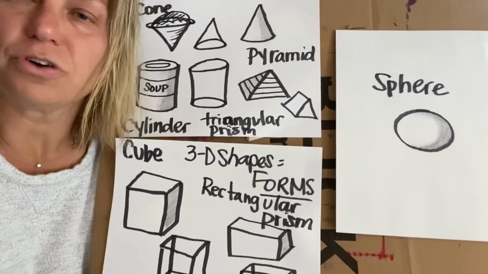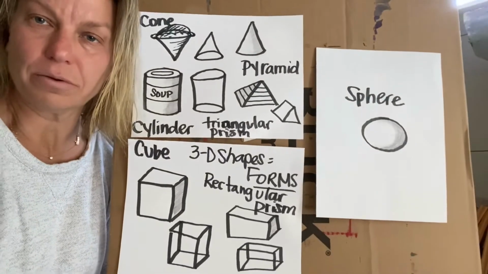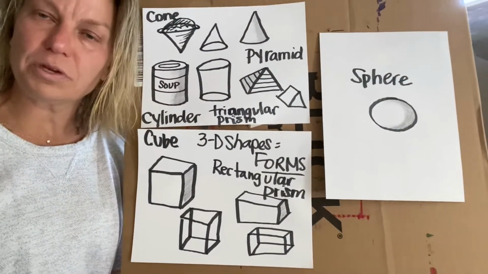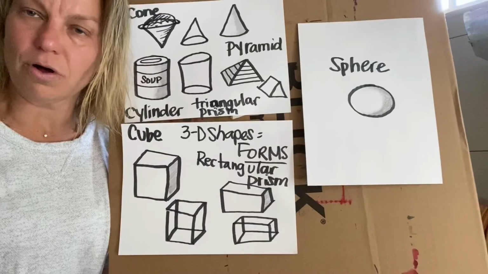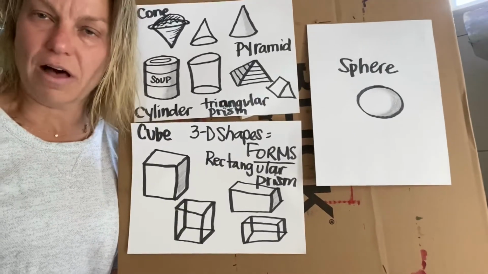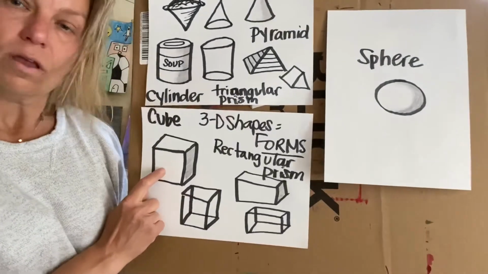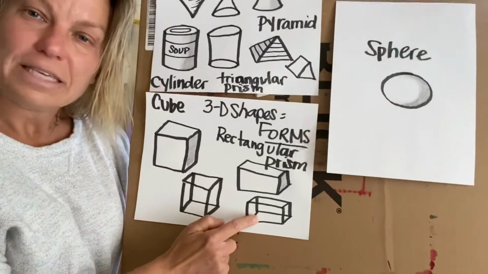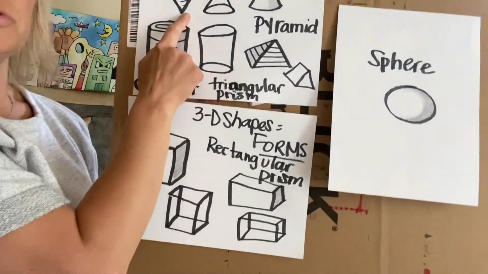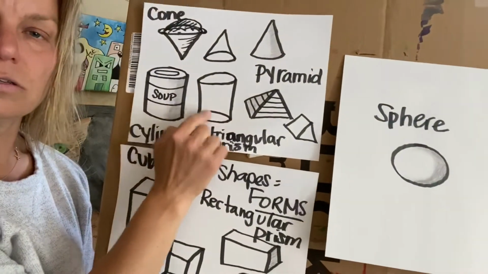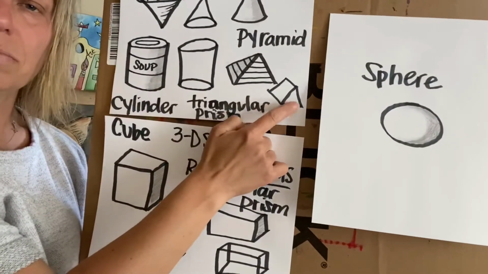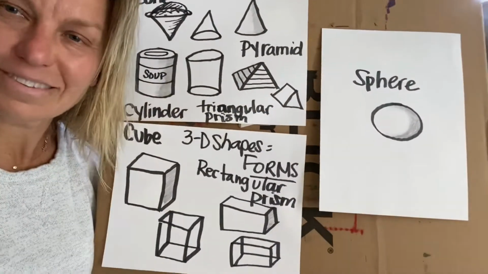We're going to be drawing 3D forms. Now when shapes turn 3D, they become what's called a form, which means they have volume. So we'll be making a cube, a rectangular prism, some cones, cylinders, pyramid, triangular pyramid, and a sphere.